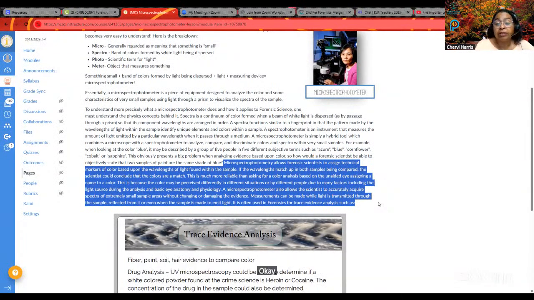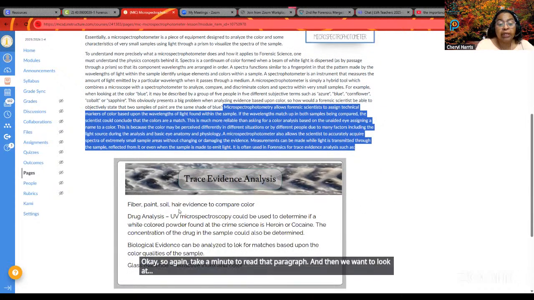Okay, so again, take a minute to read that paragraph, and then we want to look at analysis of trace evidence.